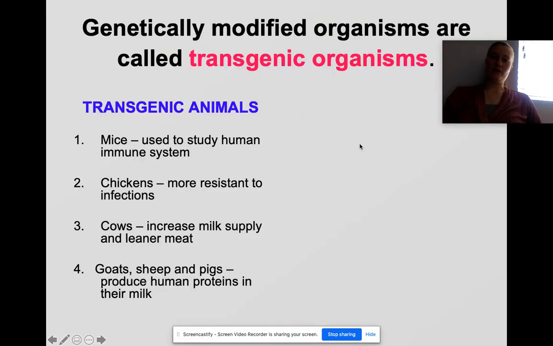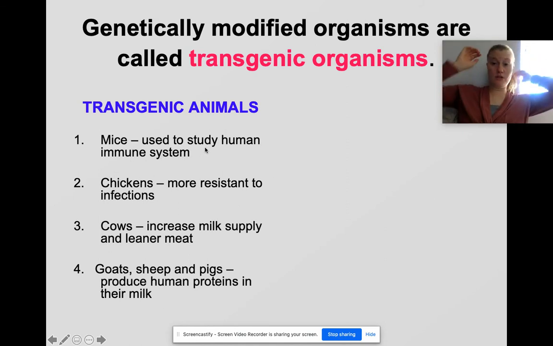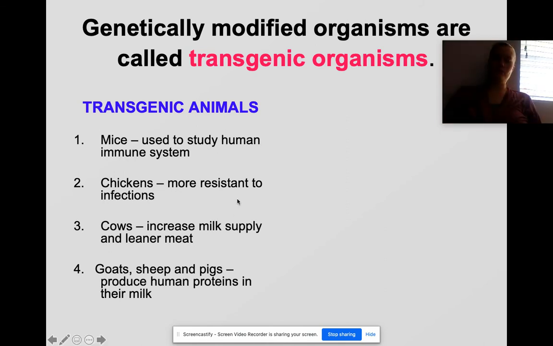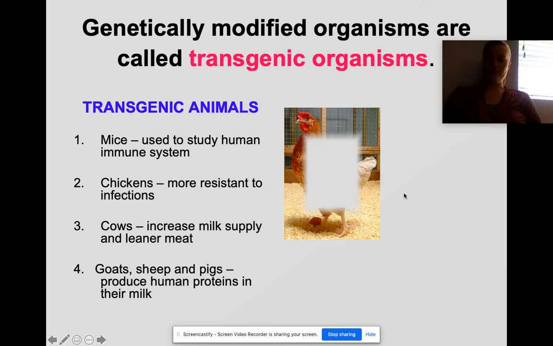And then we have genetically modified organisms, which are called transgenic organisms. So transgenic animals include mice that are usually used to study human immune systems. Chickens are more resistant to infections. Cows increase milk supply and leaner meat. Goats, sheep, and pigs produce human proteins in their milk. So these are some of the things that they use transgenic animals for.